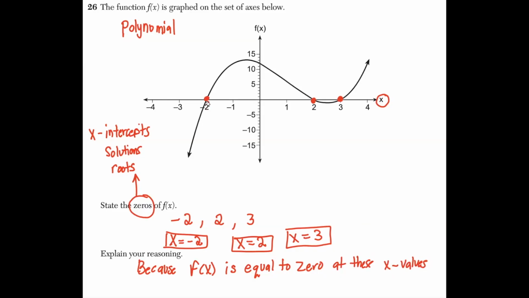Visually, we're saying that my graph touches or intersects the x-axis at those specific points. Mathematically speaking, what we're saying is that f of x, the y value, has a value of 0 here, right? So at this point here, I know that f of -2 equals 0. I know at this point here, f of 2 equals 0. And I know lastly at this point here, f of 3 equals 0. And we're getting all that information straight from the graph here.